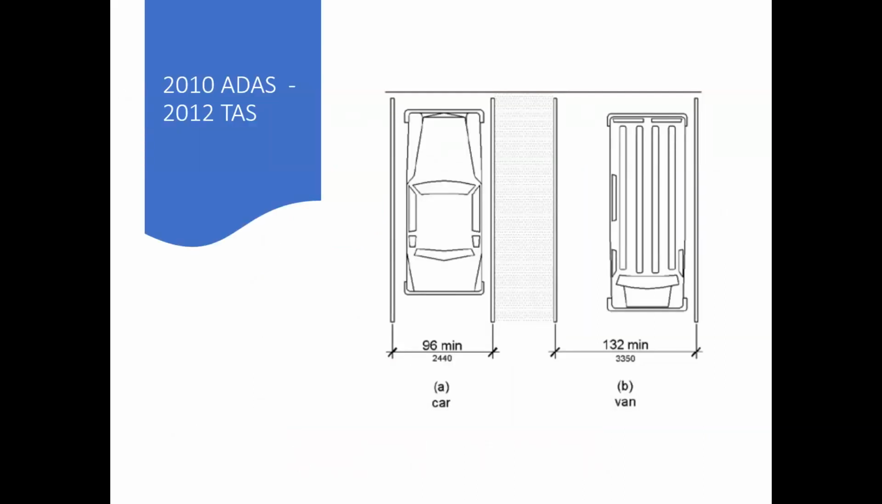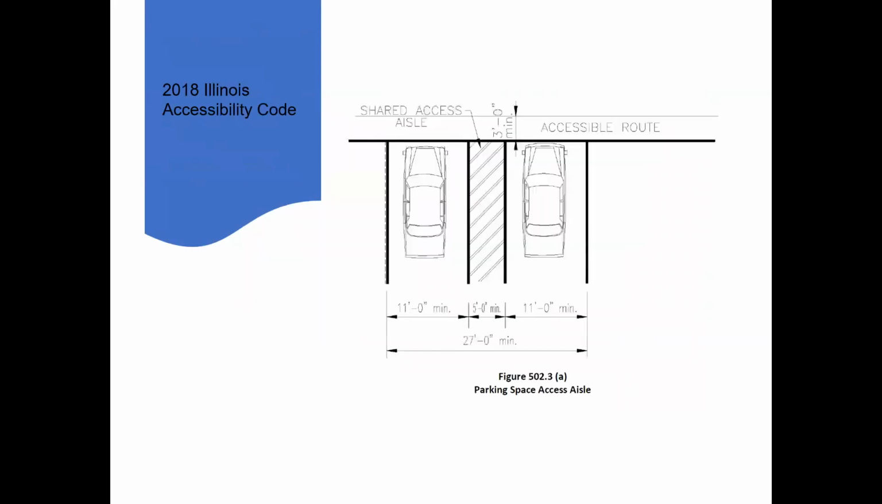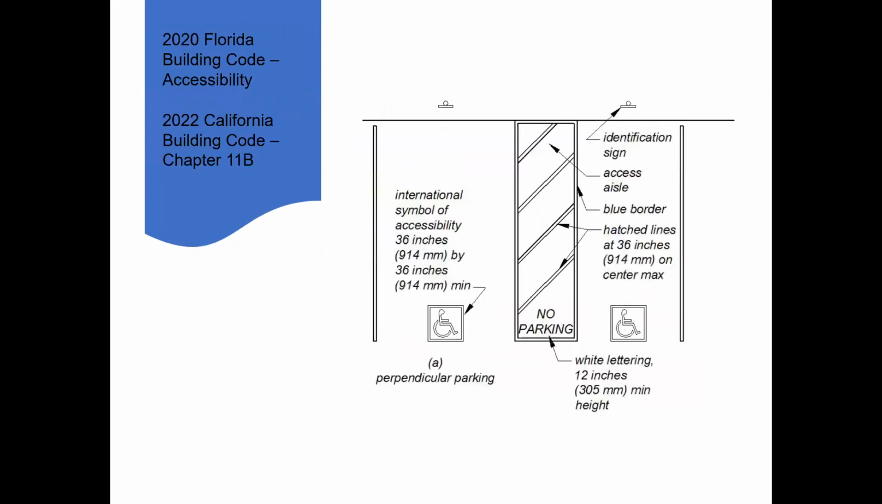The 2010 ADA Standards and the 2012 Texas Accessibility Standards do not show a wheel stop in the figure. The ICC A117.1, the 2020 Building Code of New York State, and the 2020 Minnesota Accessibility Code do not show a wheel stop in the figure. The 2018 Illinois Accessibility Code does not show a wheel stop in the figure. The 2020 Florida Building Code and the 2022 California Building Code Chapter 11B do not show a wheel stop in the figure.